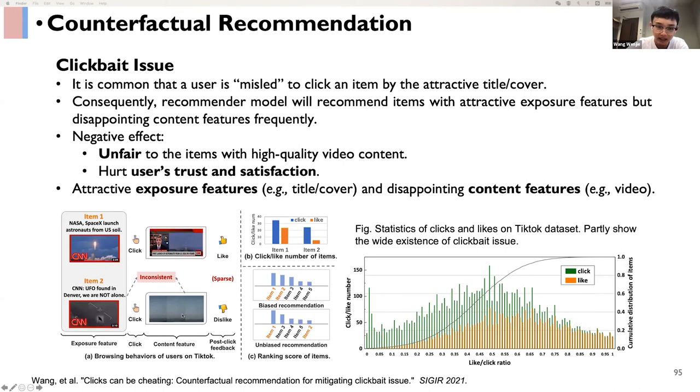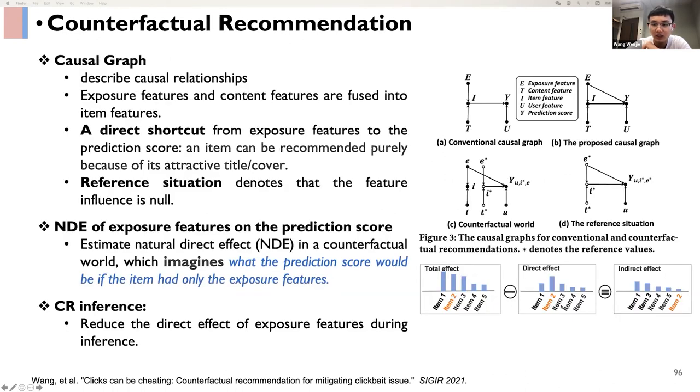In recommendation, because there are many clicks over these items, the recommender model will easily recommend these clickbait items, because their attractive exposure features cause many clicks. So this is unfair to the items with high quality video content, right? Only because of their attractive titles, they will have many clicks and many exposure chances. So it's unfair to items with high quality video content. So how can we reduce the recommendation of clickbait items?